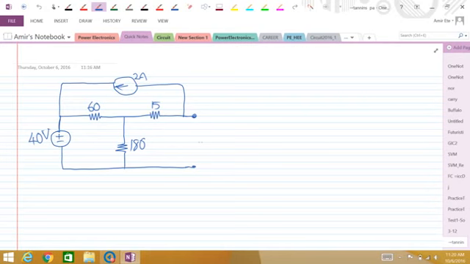Alright, this is one of the examples that we worked in class. The question is, we would like to find the Thevenin equivalent seen between these two nodes. So we would like to replace this whole circuit by its Thevenin equivalent.